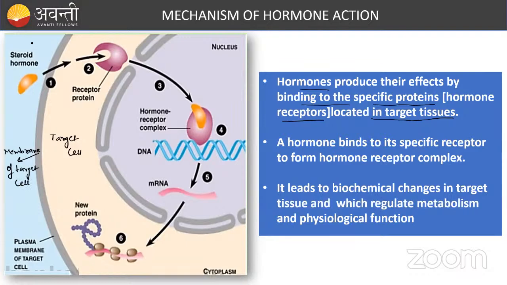And this is the steroid hormone. As you know, steroid hormones are lipid in nature, and the plasma membrane is also lipid bilayer in nature. So the steroid hormone is also lipid. The plasma membrane is a hydrophobic lipid bilayer, so these lipid molecules can easily enter into the cell.